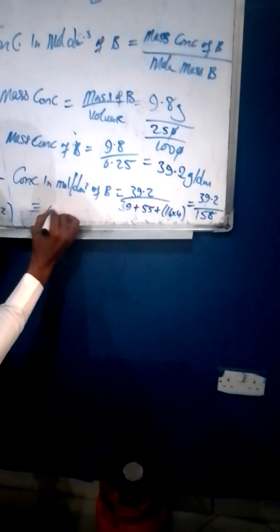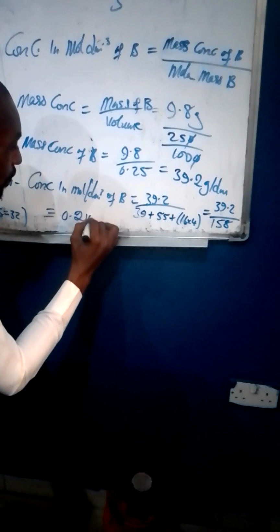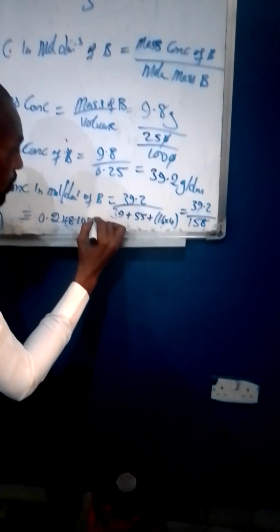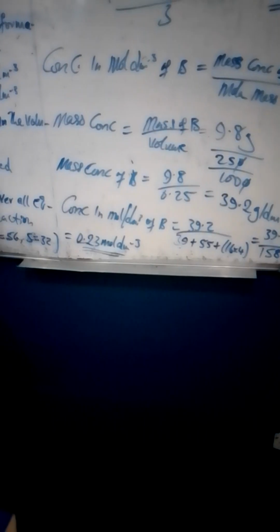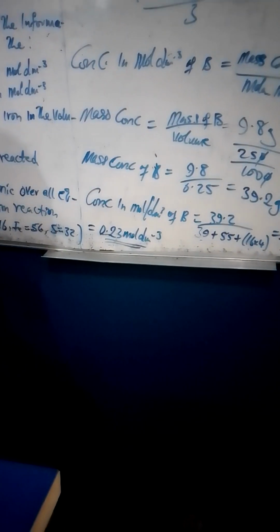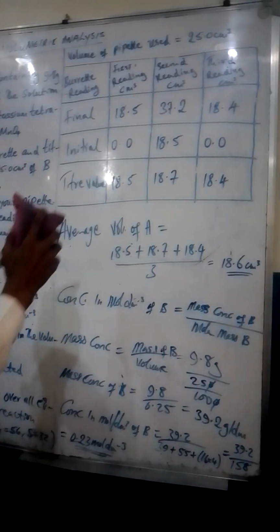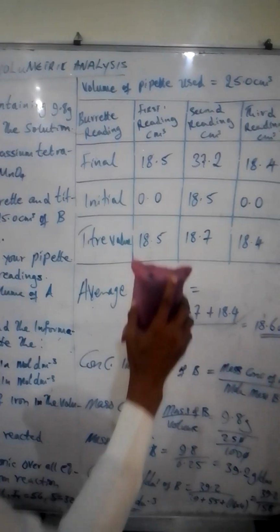The answer is 0.23 mole per dm cube. So the concentration of B is 0.23 mole per dm cube. To get the concentration of A, we are going to use the acid-base mole relationship.